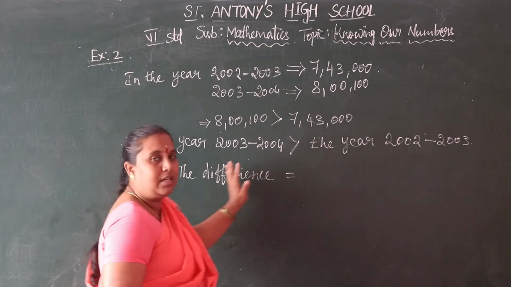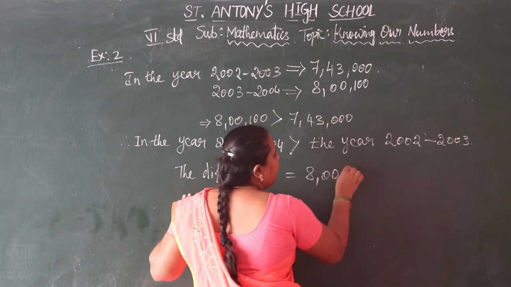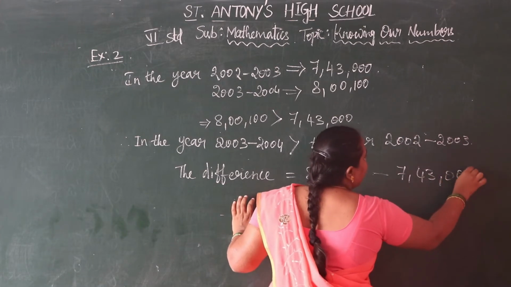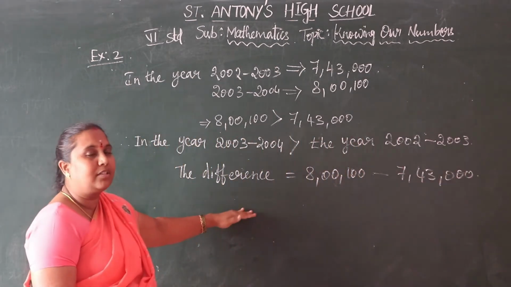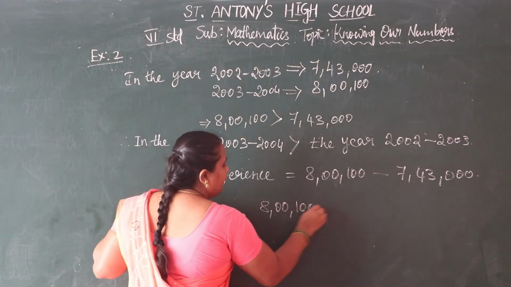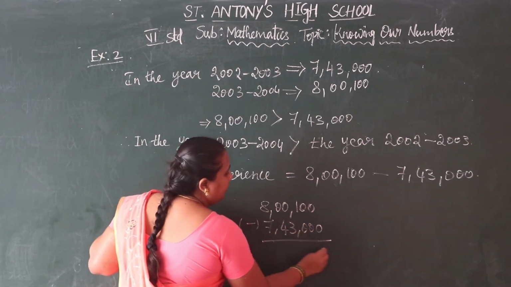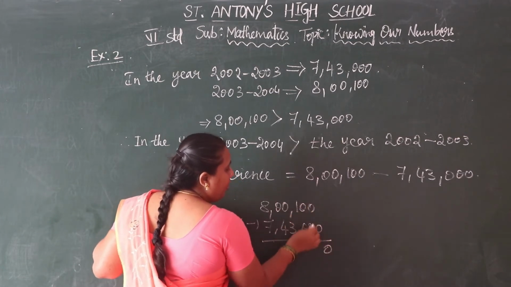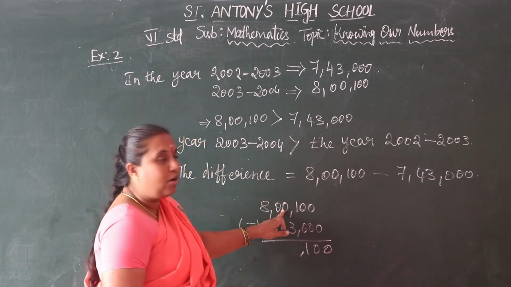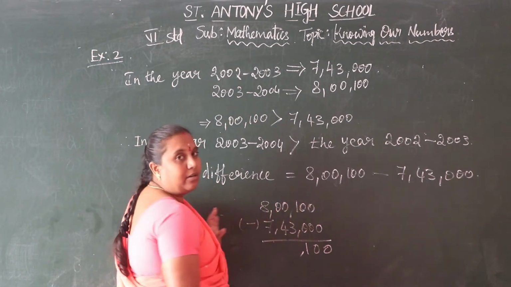The biggest number minus the lowest number. So which is the biggest number here? Greatest number, 8 lakhs 100 minus 7 lakhs 43,000. Here we want to find out the difference, therefore we want to do the subtraction. 8 lakhs 100 minus 7 lakhs 43,000. So 0 minus 0, 0, and 0 minus 0, 0, 1 minus 0, 1. Here 0, from that 0, 3 is not subtracted, so we want to borrow.